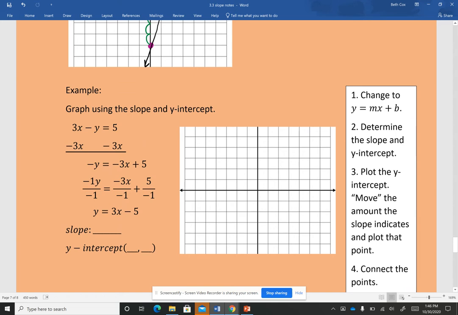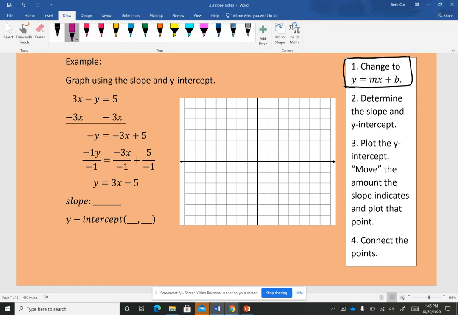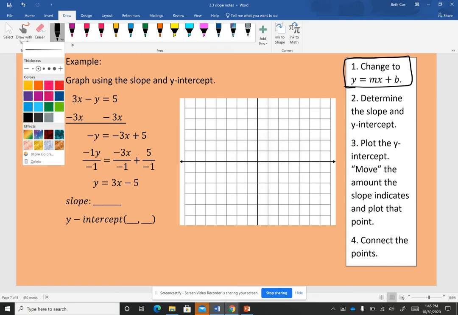Let's do another example. Okay, so it says graph using the slope and the y-intercept. Okay, so I need to get this in y equals format. So first step, we need to change it so it says y is equal to mx plus b. Okay, so I'm going to do this even though it's already done, if you want to watch me do it and talk me through it. All right, I'm going to look. Here's a little trick. Watch this.